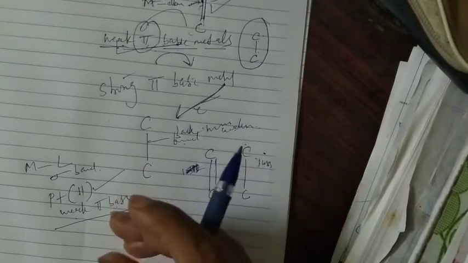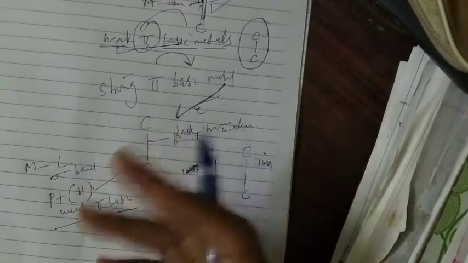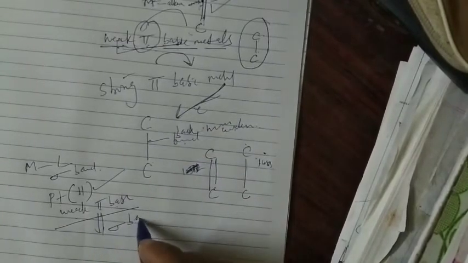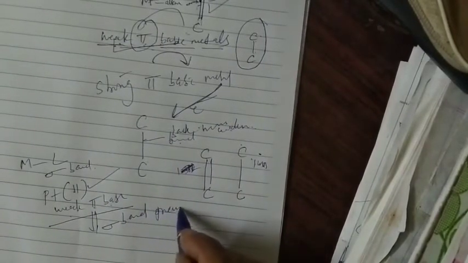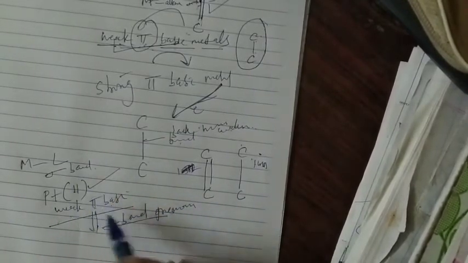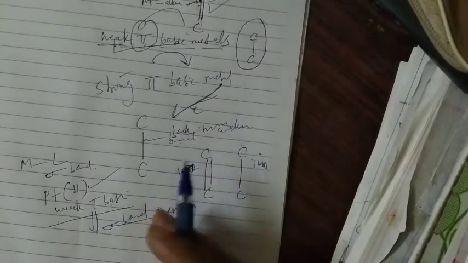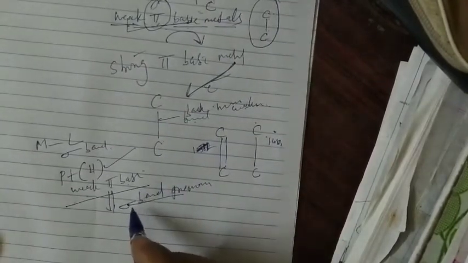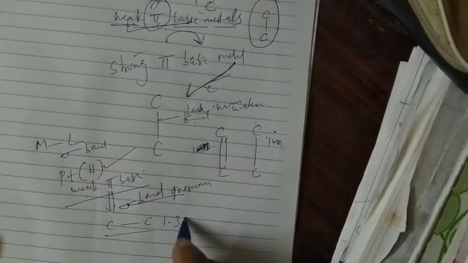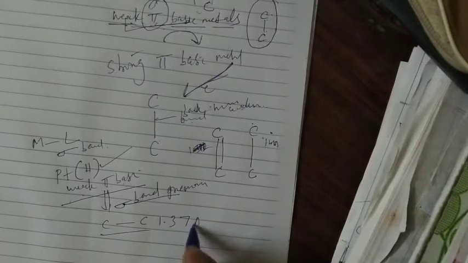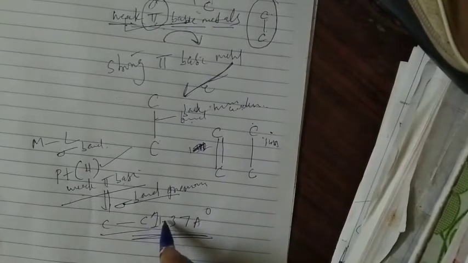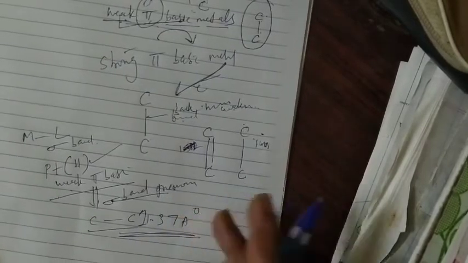Because of this, the sigma bond predominates in Zeise's salt, because platinum(II) is a weak pi base. And you can see here the carbon-carbon bond length, which is 1.37 Angstrom. If I remember correctly, it is 1.37 Angstrom.